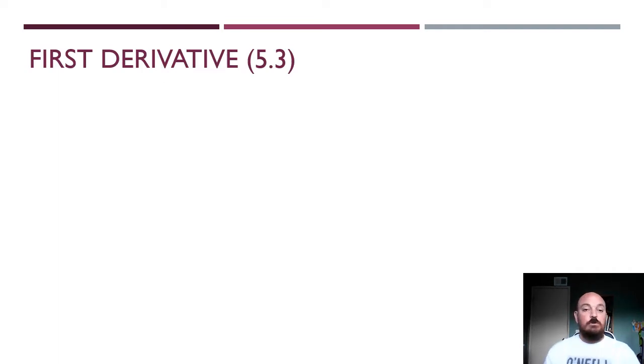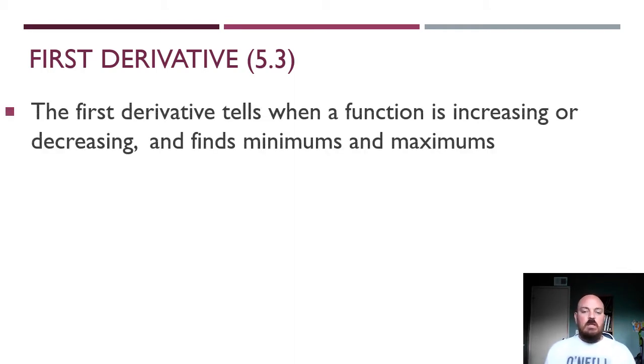So let's start with the first derivative test, and this came from section 5.3. Again, I like to give you the original section in case you want to see the more detailed notes on this, since this is a quick review. Basically, the first derivative tells you when a function is increasing and when it's decreasing. And by knowing where it increases and where it decreases, you can figure out where it has minimums and maximums, because those happen where it changes.